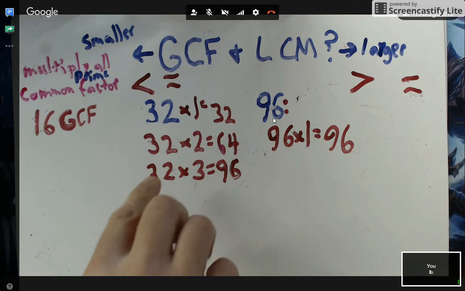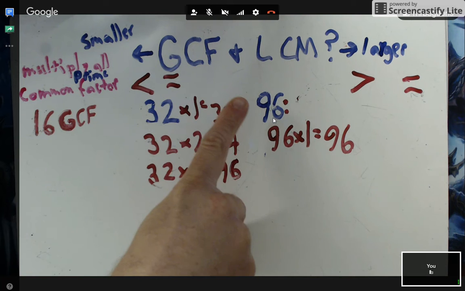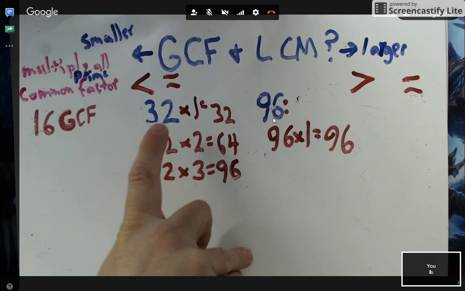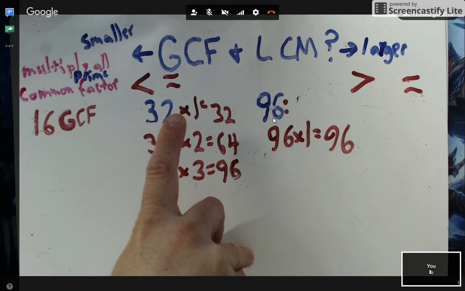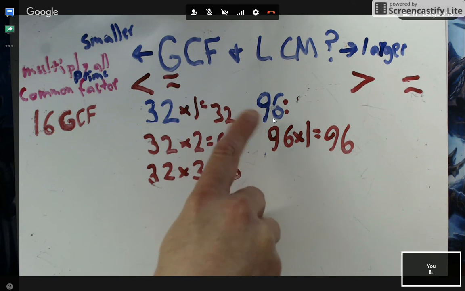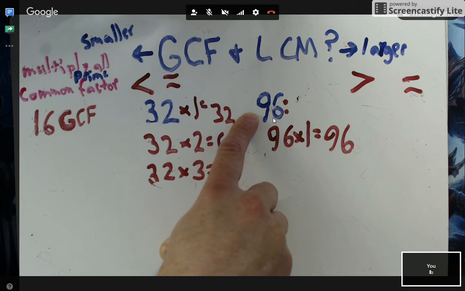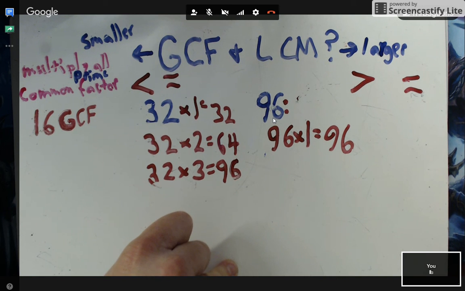But let's look at this. I just proved right here that 32 will go evenly. In other words, it's a factor of 96. Is 32 a factor of 32? Yes, it's equal to. Right? So if 32 goes evenly into 96, shouldn't 32 be the greatest common factor? Yes. I wonder what we did before. I wonder what mistake we made.